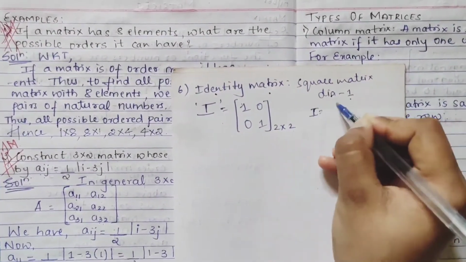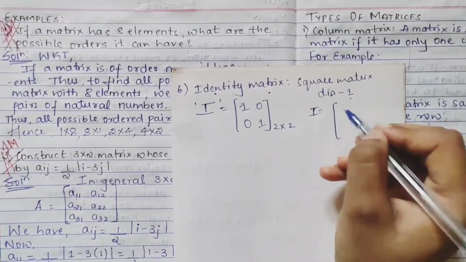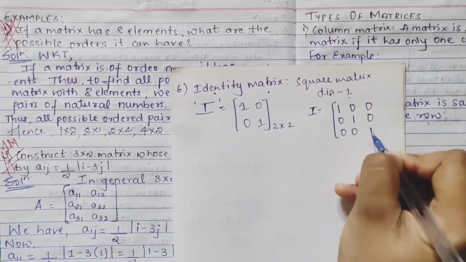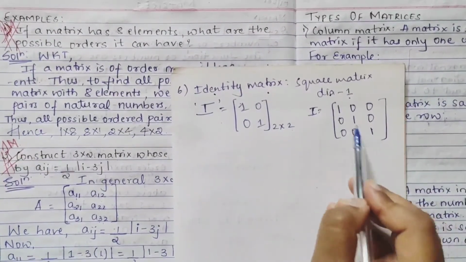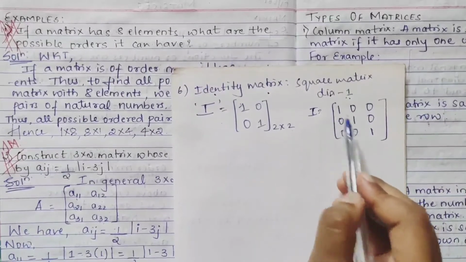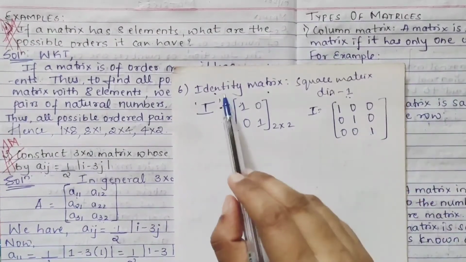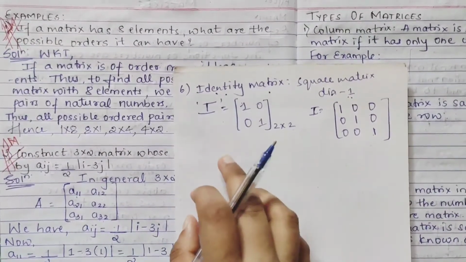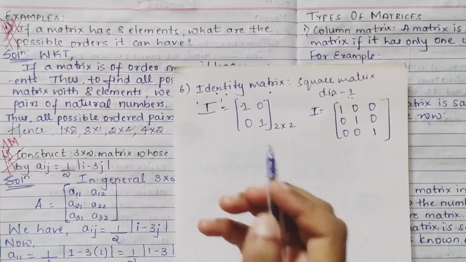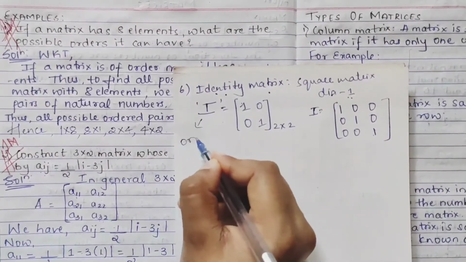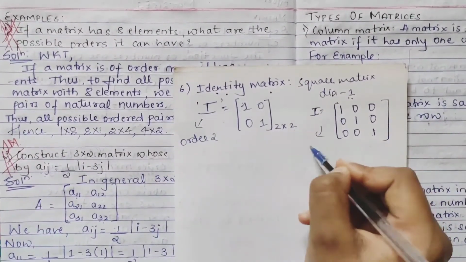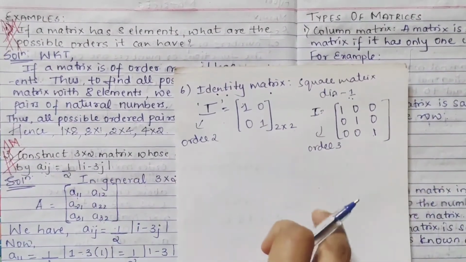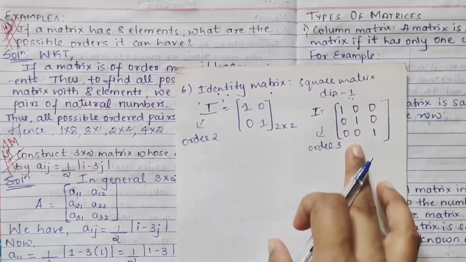One more, if I am taking order 3, order 3 means 3 cross 3. So it will be 1 0 0, 0 1 0, 0 0 1, which means your diagonal elements will be only 1. When the diagonal is 1 and the rest of the elements are 0, it is represented as an identity matrix. I guess I have shown you like this in scalar matrix also. This is the identity matrix of order 2, this is the identity matrix of order 3, like this order 4, order 5. But currently in your syllabus you have just up to order 3.